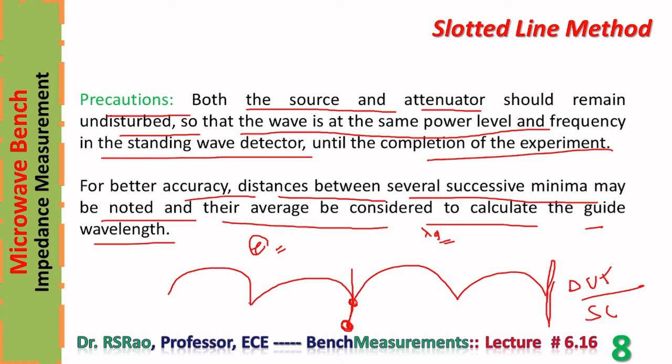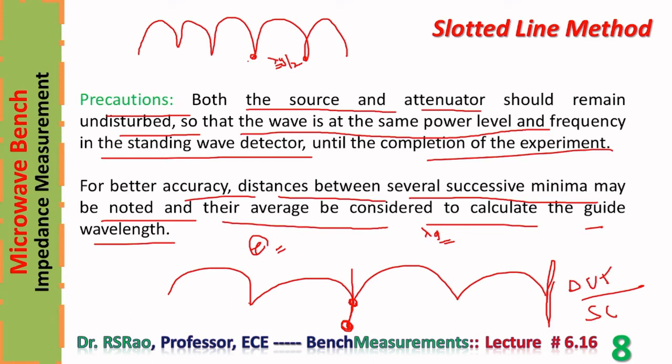Of course, the pattern is not going to be the same when you replace the DUT with the SC. Let us say with the SC termination, this is the pattern. Now measure the distance between two consecutive minima. It is lambda g by 2. Multiply it with 2, it gives you lambda g.